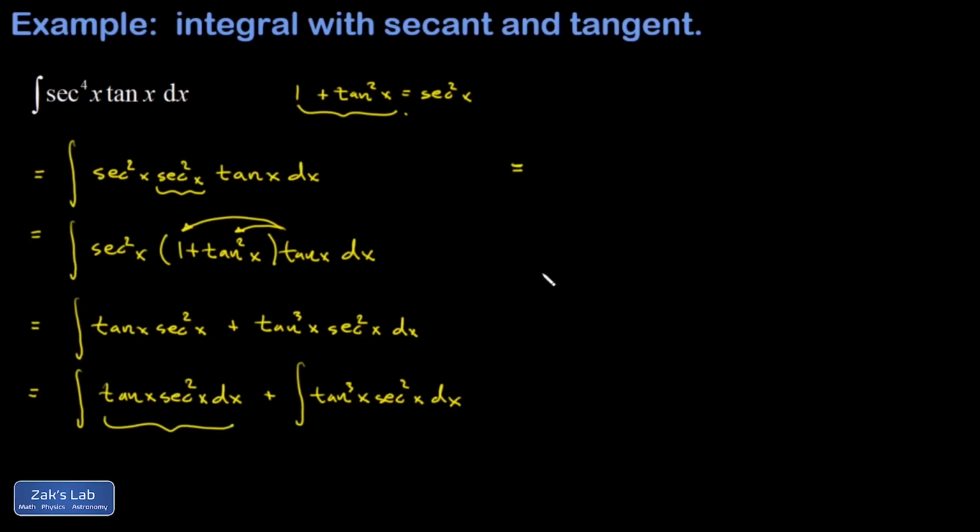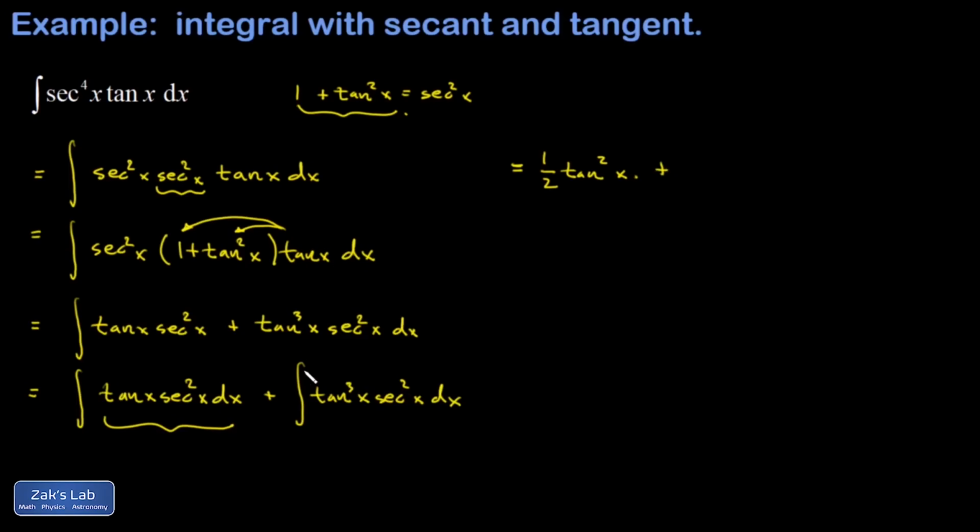I recognize this as coming from the chain rule, operating on 1/2 tangent squared x. If that seems a little reckless to you, try differentiating 1/2 tangent squared x. You bring down the 2 out in front, it cancels the 1/2, and then you multiply by the derivative of tangent with respect to x, which is secant squared x. If you would prefer a formal U substitution on this, all it is: let U equal tangent x, du is secant squared x dx.